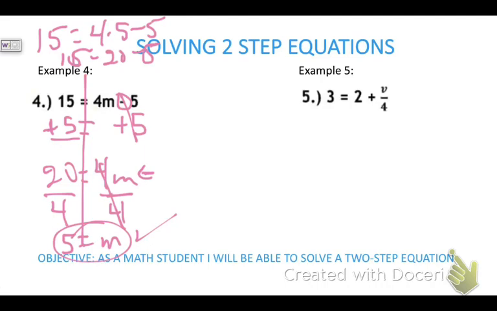Oh, man. Come on, Kaufman. Got to write a little neater. 20 minus 5, yes. 15, 15, it checks. Hey, my solution is correct.